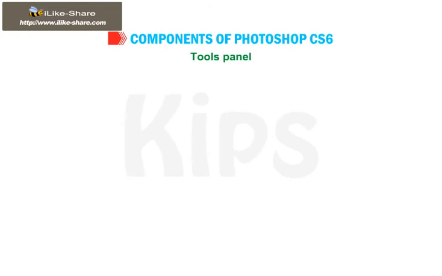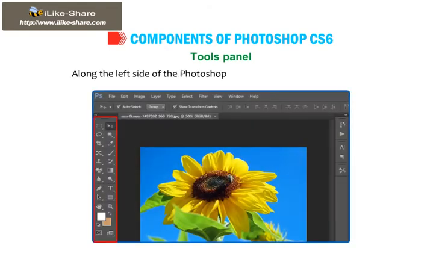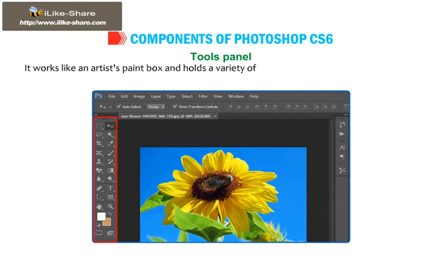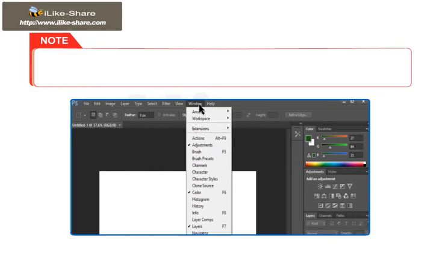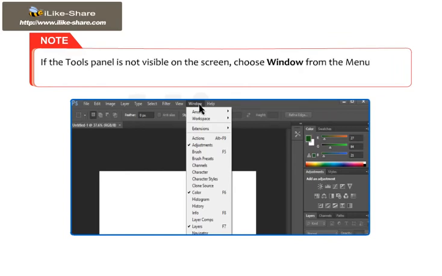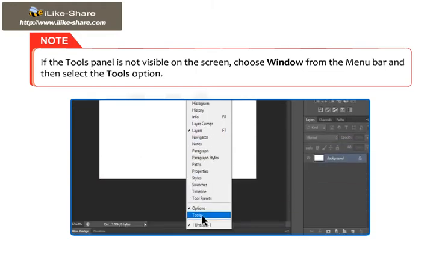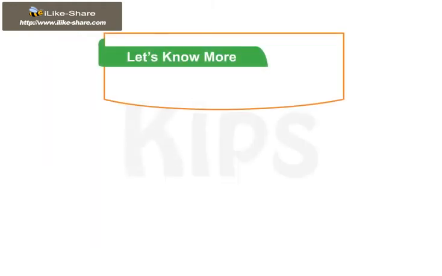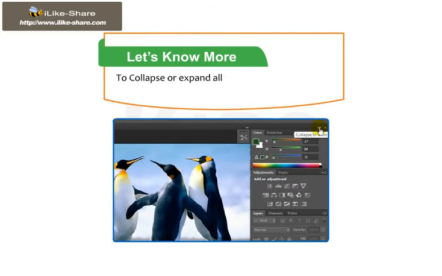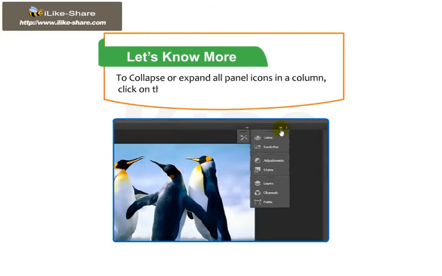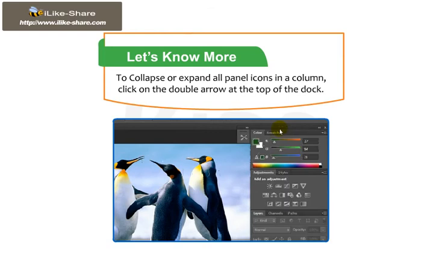Tools panel. Along the left side of the Photoshop window, we find the Tools panel. It works like an artist's paint box and holds a variety of tools that help us to draw, paint and manipulate the images. Okay, note that if the Tools panel is not visible on the screen, choose Window from the menu bar and then select the Tools option. Okay, let's know more. To collapse or expand all panel icons in a column, click on the double arrow at the top of the dock.